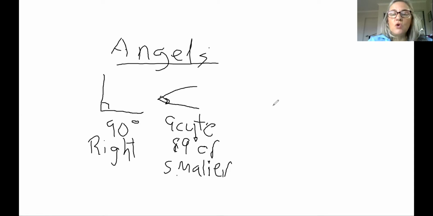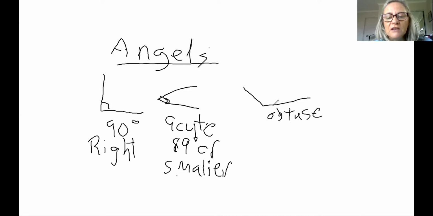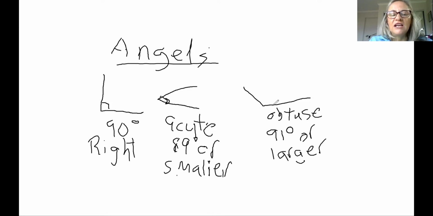The next angle is called an obtuse. This is an angle that looks like that. It's actually quite wide. This is called an obtuse, which is 91 degrees or larger. All right, 91 degrees or larger. They're the main three angles. Yes, there are more. I'm just going to move that up a little bit.